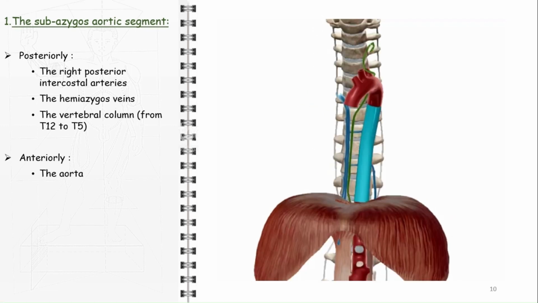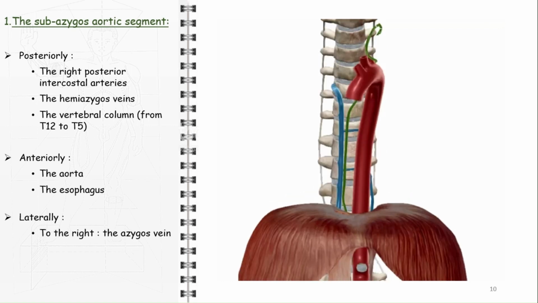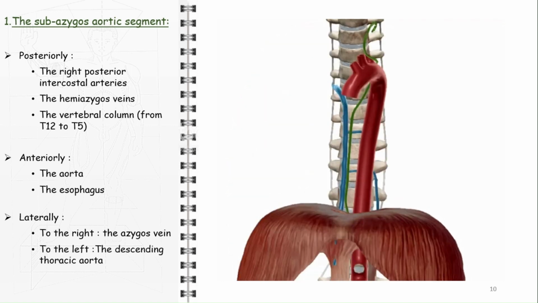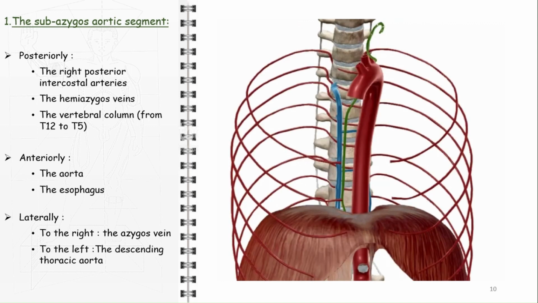Anteriorly, the aorta and the esophagus. Laterally, the azygous vein on the right, which receives the right posterior intercostal veins. And on the left, the descending thoracic aorta, giving off posterior intercostal arteries.